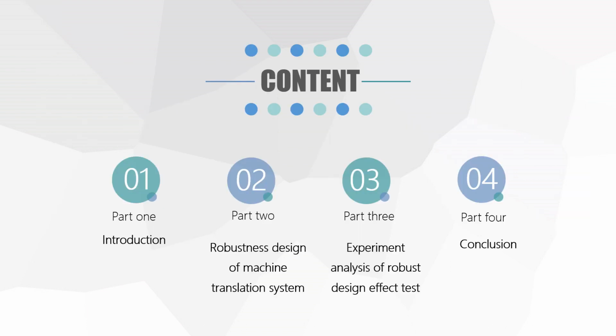The article is divided into 4 parts. The first part is the introduction. The second part is the robustness design of machine translation system. The third part is the experiment and analysis of robust design effect test. And the last part is the conclusion.